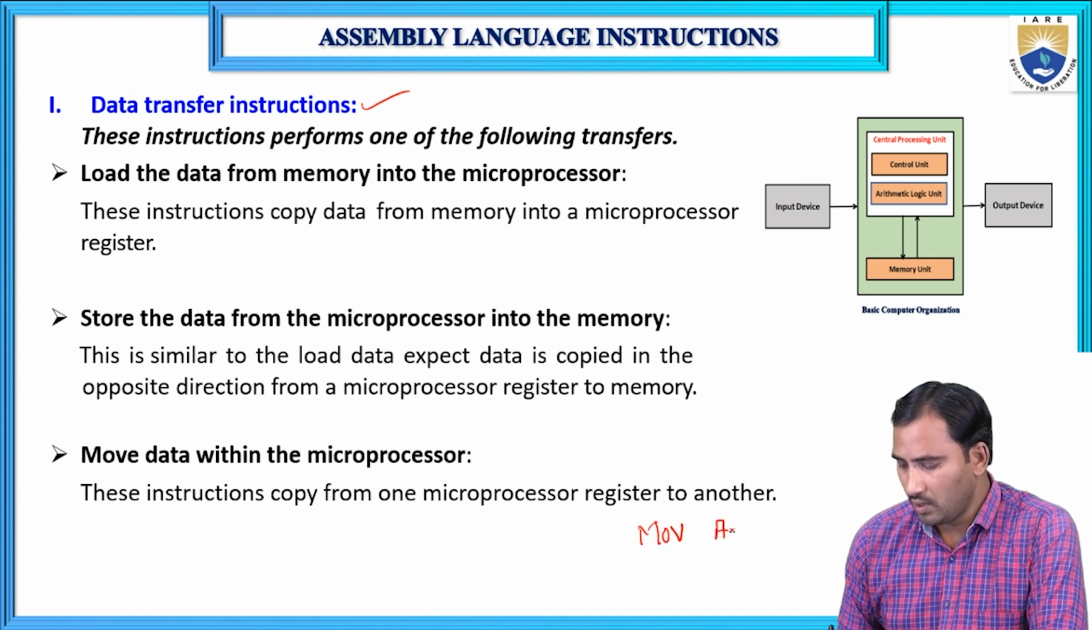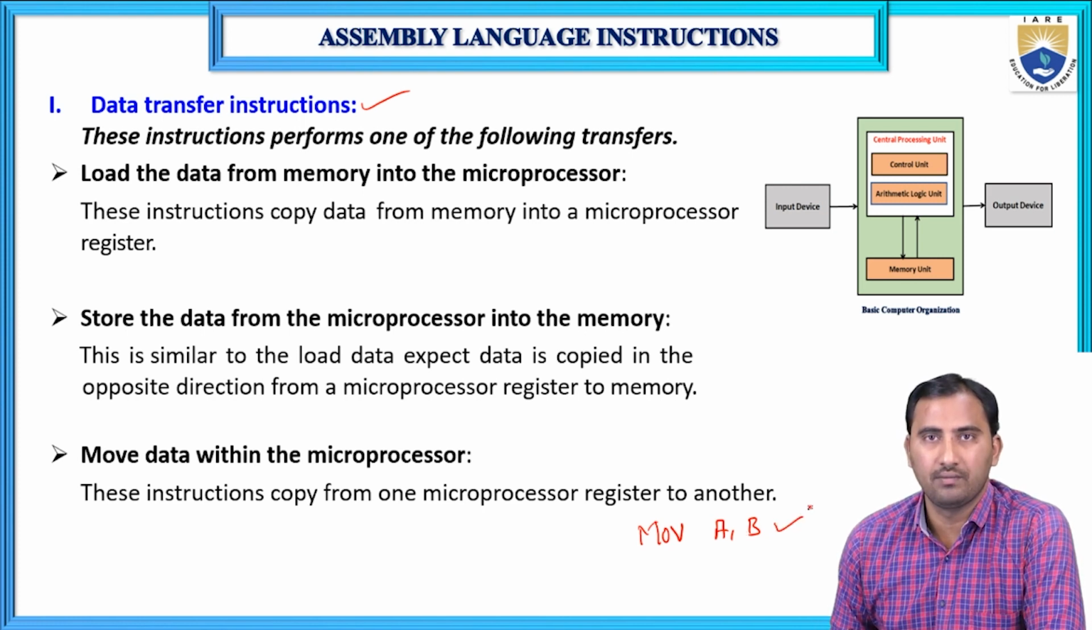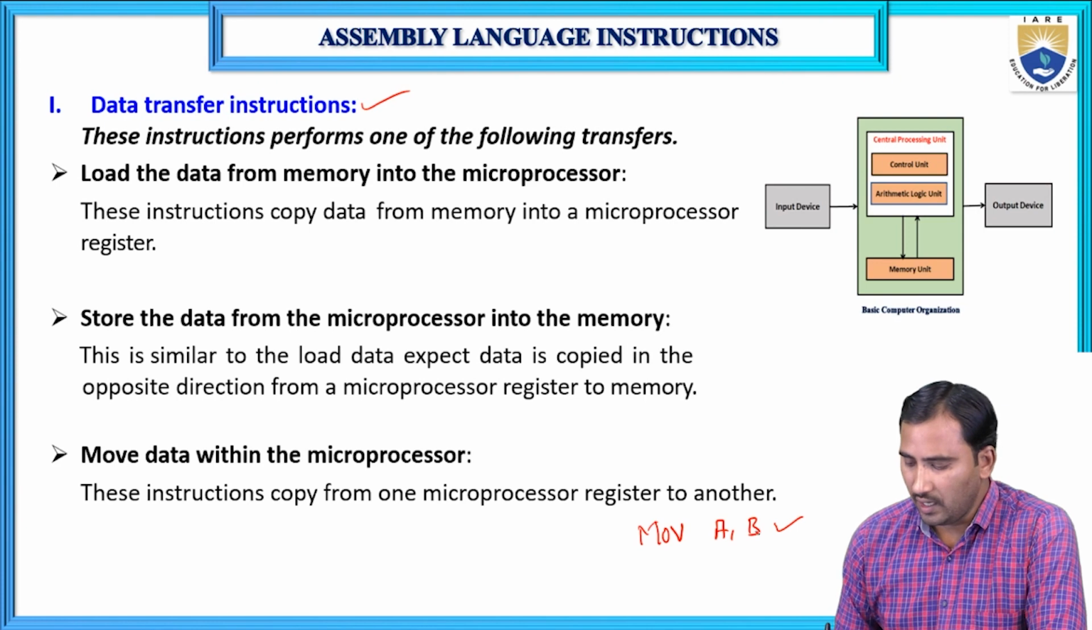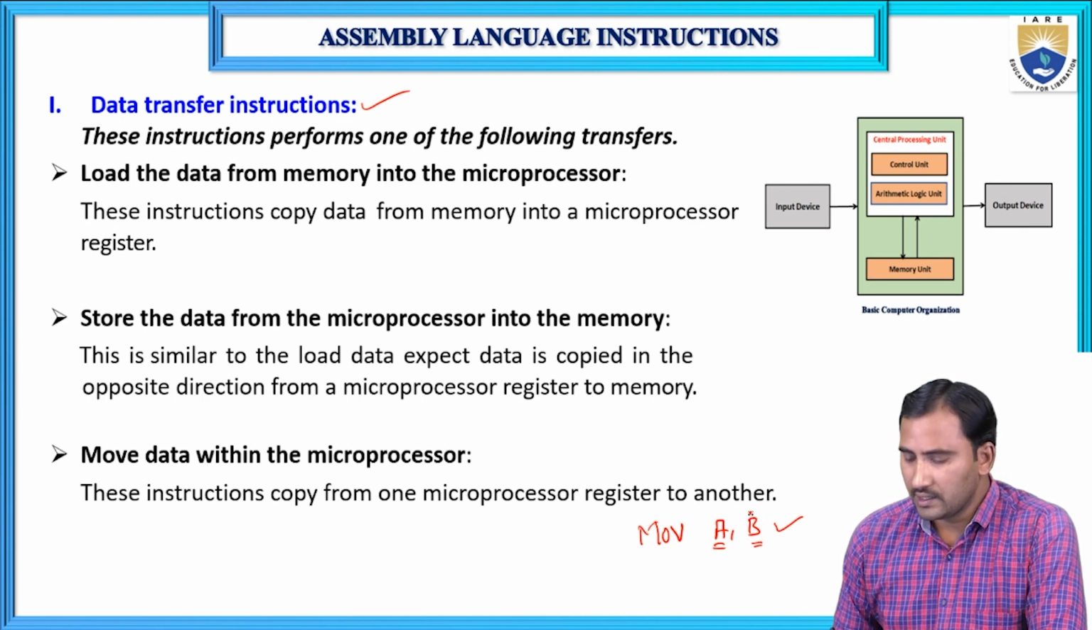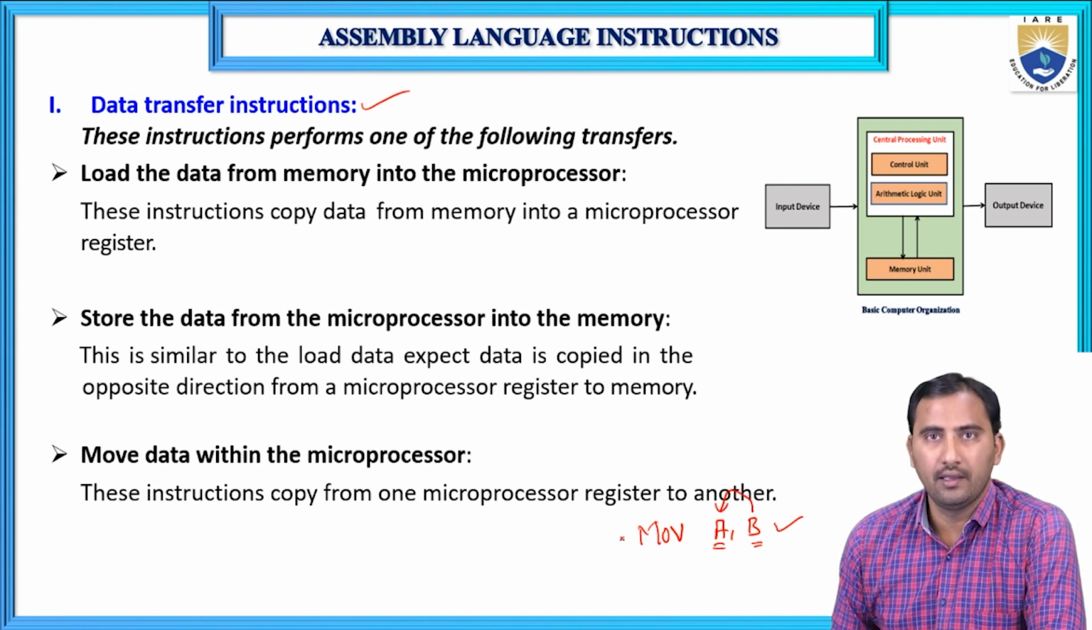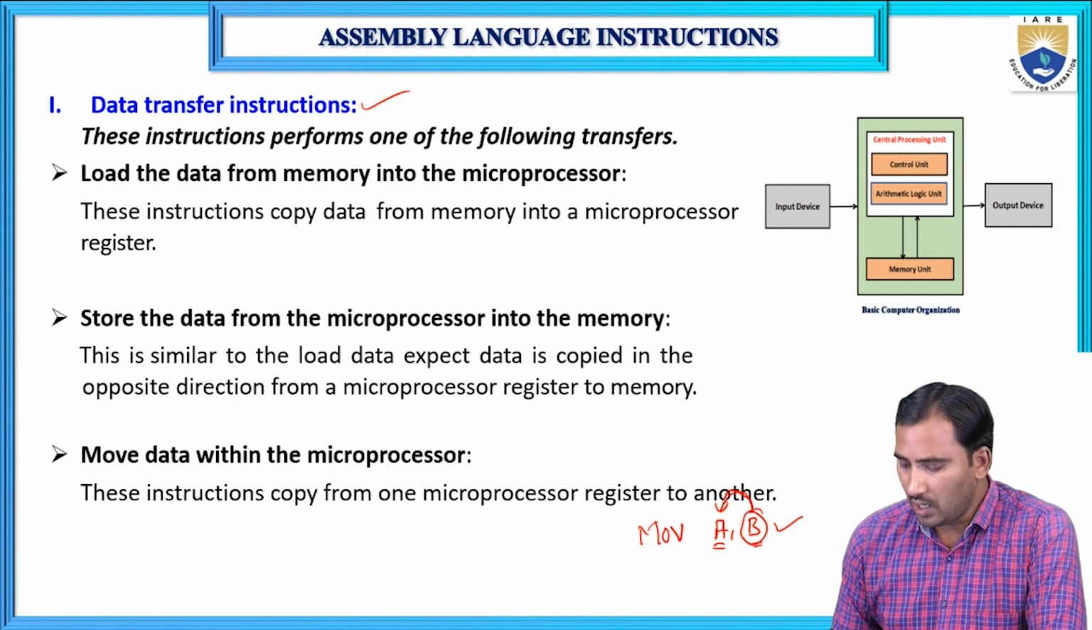Suppose you have MOV A, B. This is one assembly language instruction, a data transfer instruction. Here A and B are two registers; let us assume 8-bit registers. Here we are transferring the data from register B to register A. We are only copying the data, not doing any manipulation. Only the contents of the B register we are copying to the A register.